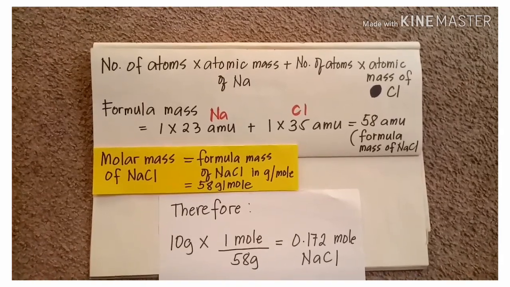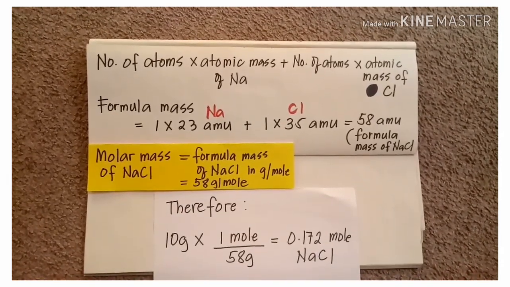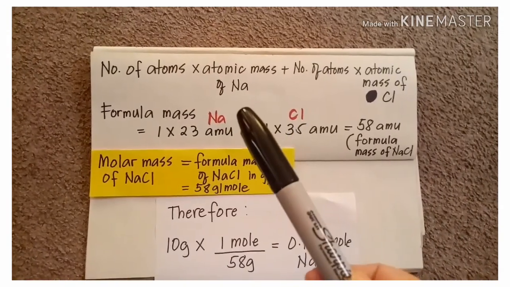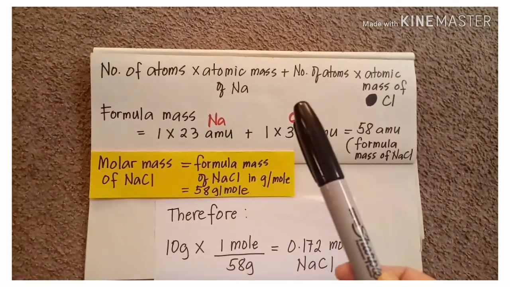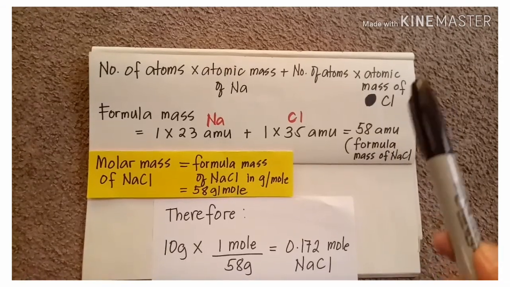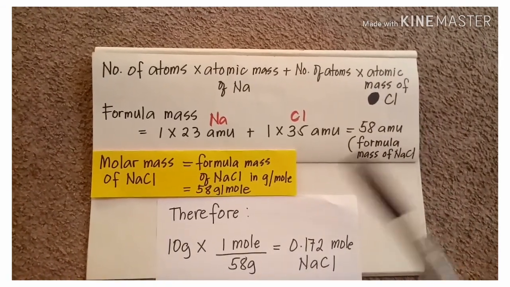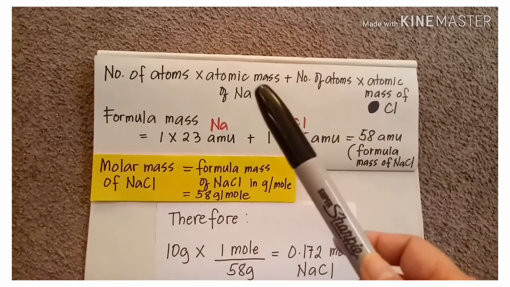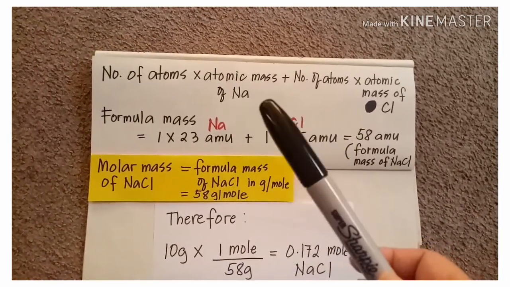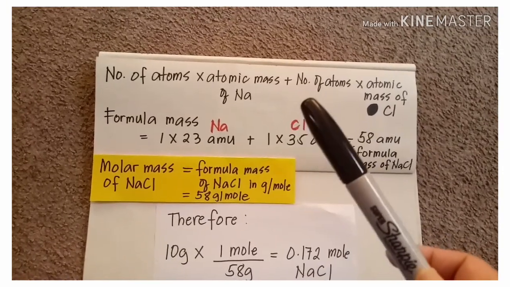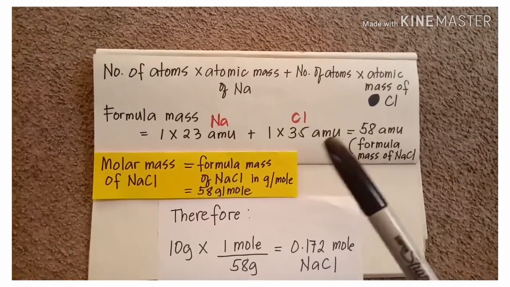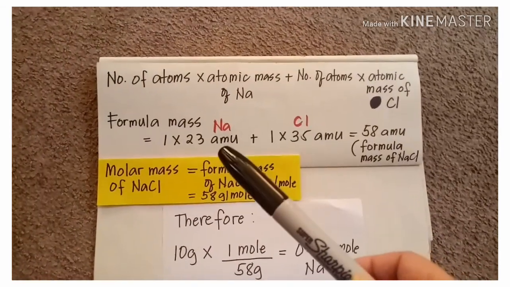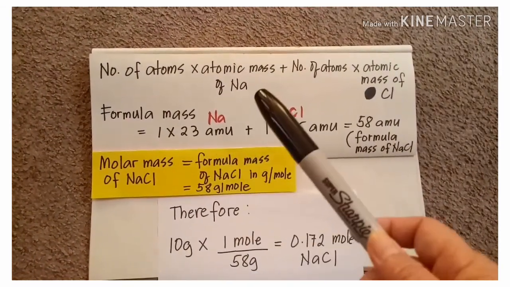Alright, so in order to get the formula mass, again, the formula is number of atoms times the atomic mass of sodium, in this case, plus number of atoms times the atomic mass of chlorine. So let's apply that to the formula. In this case, we have 1 atom of sodium. Remember, if there's no subscript, that is automatically equal to 1. So we have 1 for sodium times 23, the atomic mass of sodium.